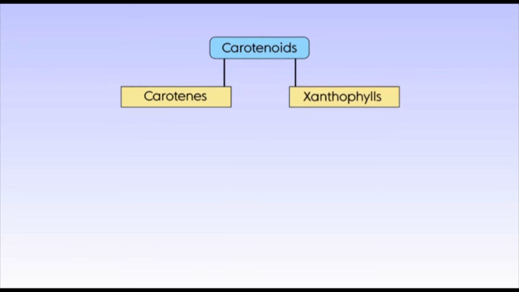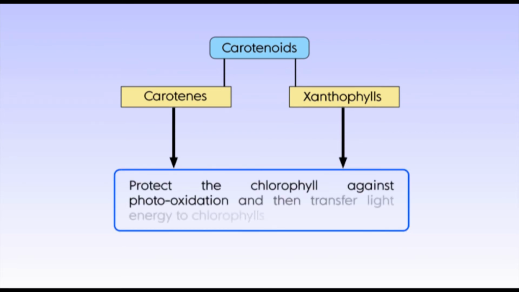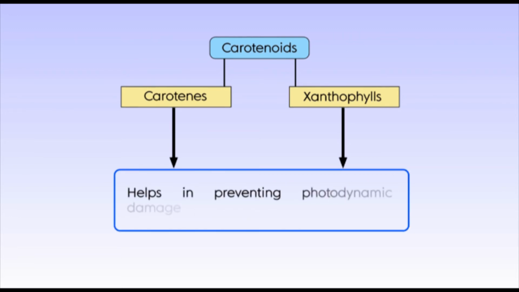There are two types of carotenoids, carotenes and xanthophylls. Carotene is orange in color while xanthophylls are yellow. These accessory pigments protect the chlorophyll against photooxidation and then transfer light energy to chlorophylls. They also help in preventing photodynamic damage. Also, carotenoids are able to express themselves in mature leaves even if chlorophyll begins to disintegrate.